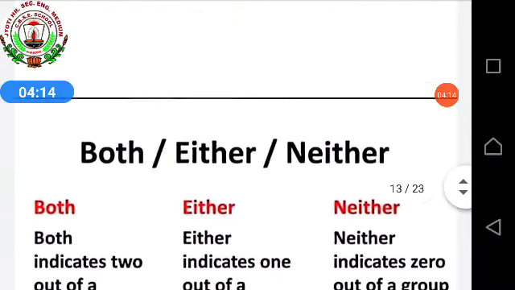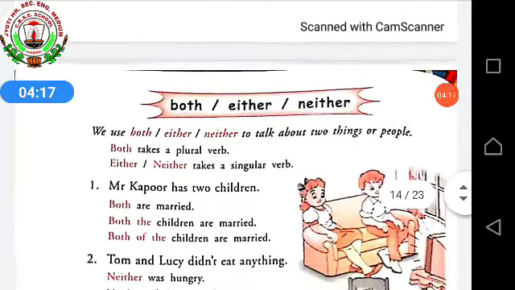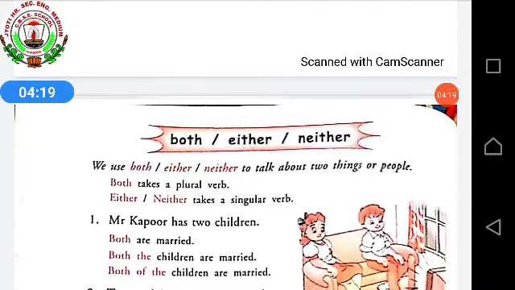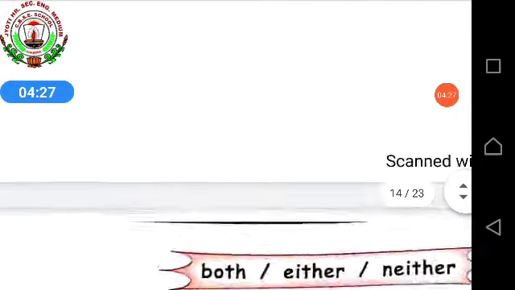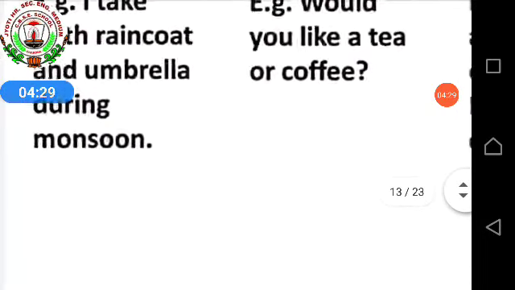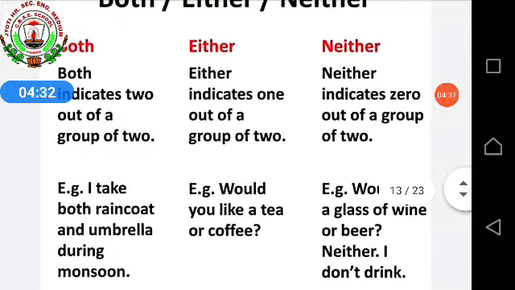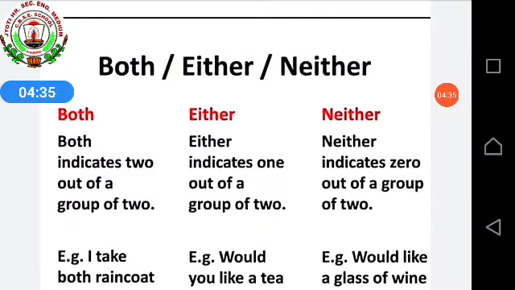Now, next that we are going to learn is both, either or neither. Okay. Both, either, neither. So before that, I'll tell you about this. Both. When we are using both, it indicates two out of a group of two. That means if two people are standing, and we are talking about both, how many people? Two. That means out of two, in a group of two, we are talking about the same two people.